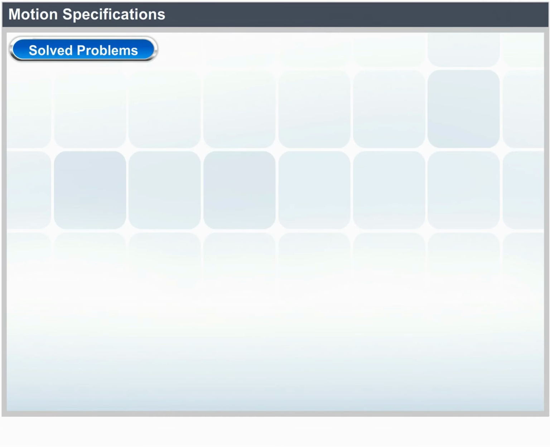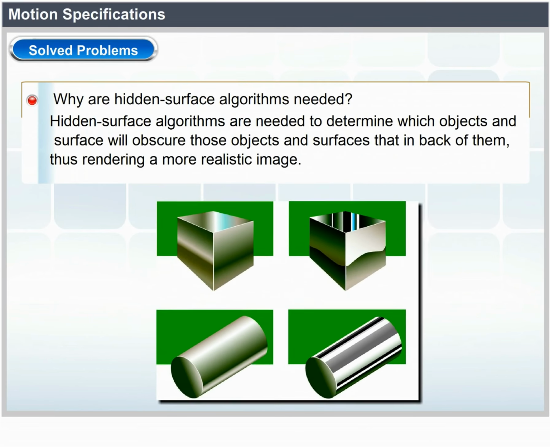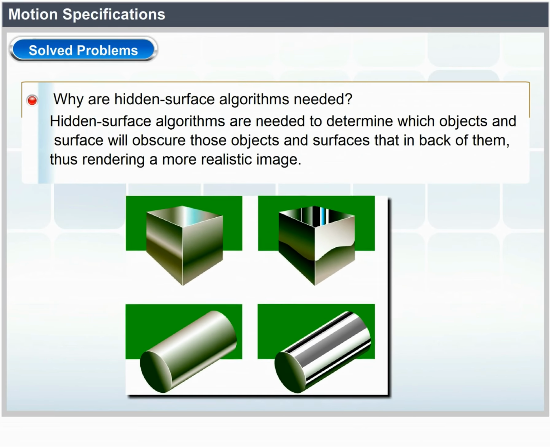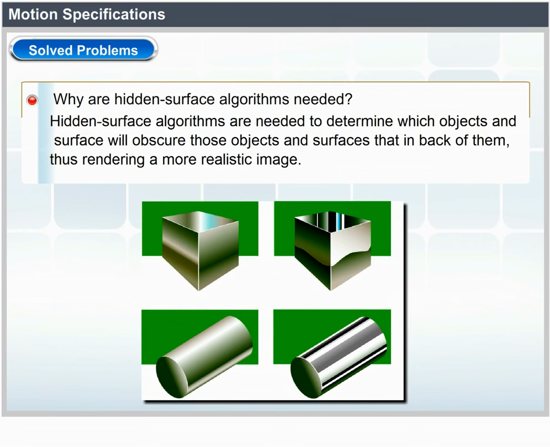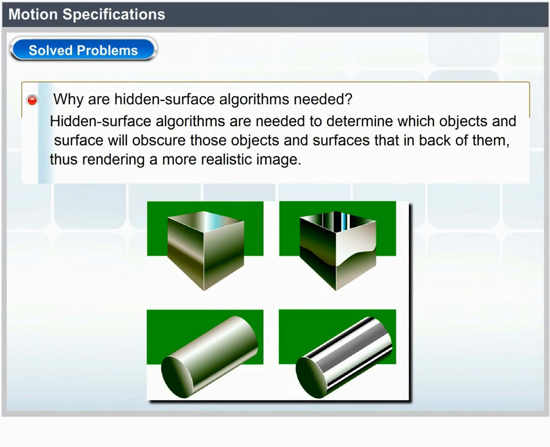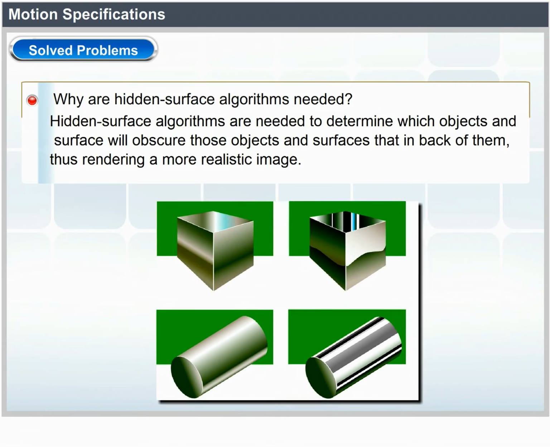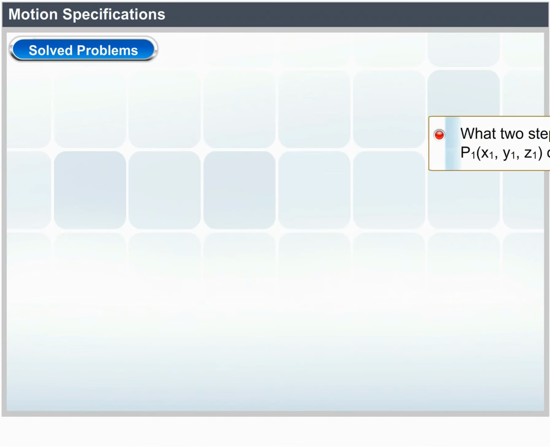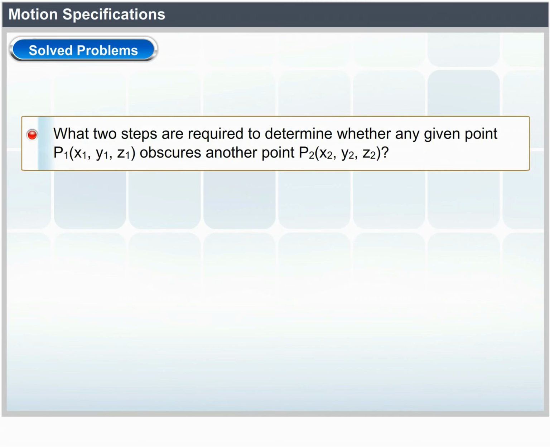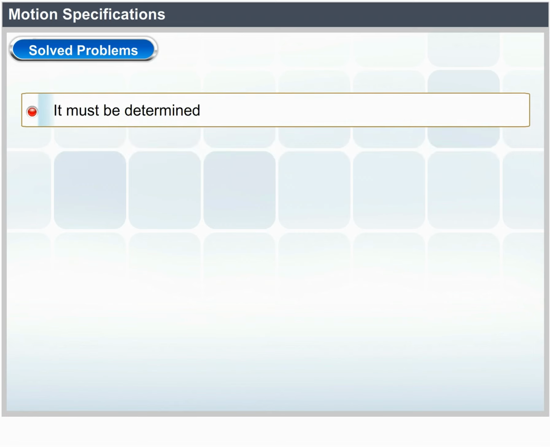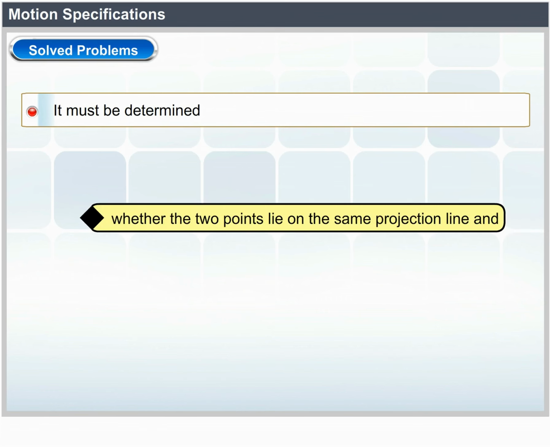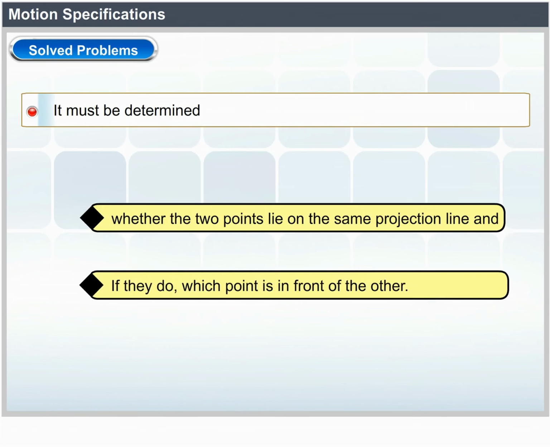Solved problems. Why are hidden surface algorithms needed? Hidden surface algorithms are needed to determine which objects or surfaces will obscure those objects or surfaces that are at the back, thus rendering a more realistic image. What two steps are required to determine whether any given point P1 (x1, y1, z1) obscures another point P2 (x2, y2, z2)? It must be determined whether the two points lie on the same projection line, and if they do, which point is in front of the other.